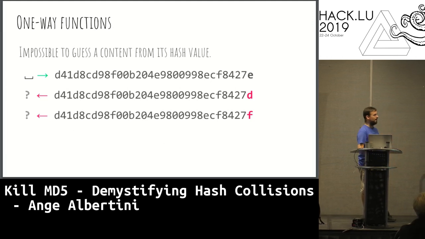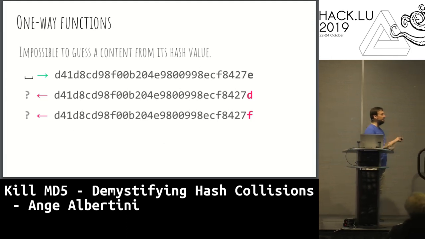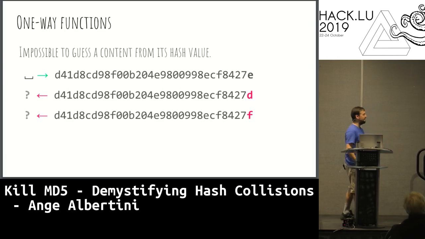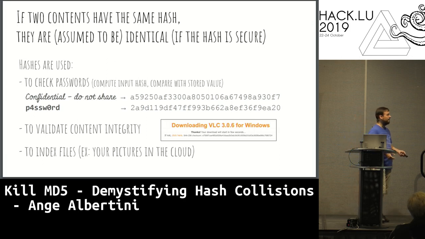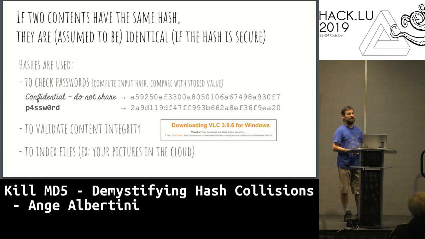In practice, it's impossible to guess the content from a hash value. So if you take a known hash and change it even a bit, it's not feasible to actually guess the content that will create such a hash. And another property is that if two contents have the same hash, they are assumed to be identical if the hash is secure. A common way to explain a hash is like indexing your pictures in the cloud. Each of them has a different number, and in practice, for a given hash value, there is a specific given file.